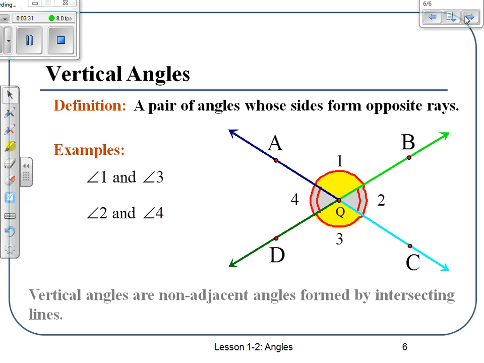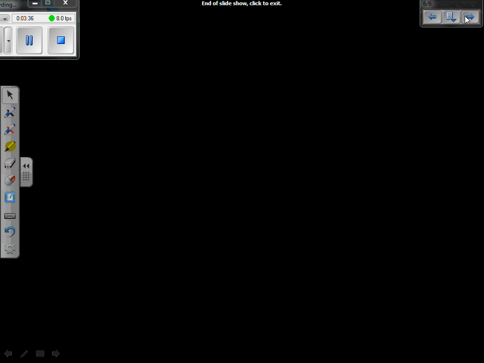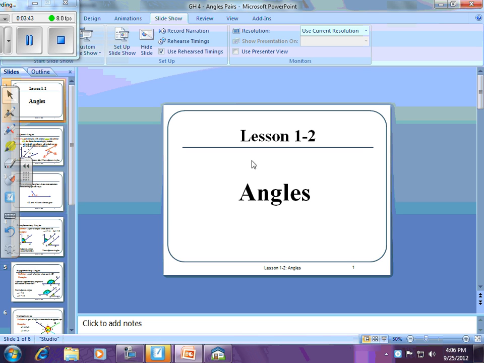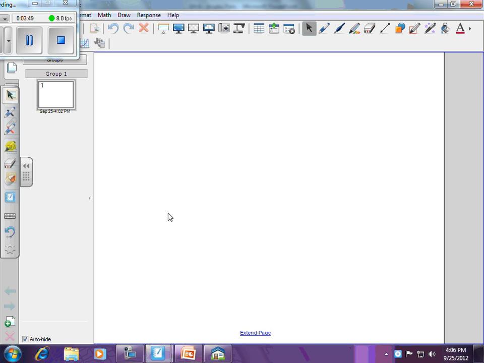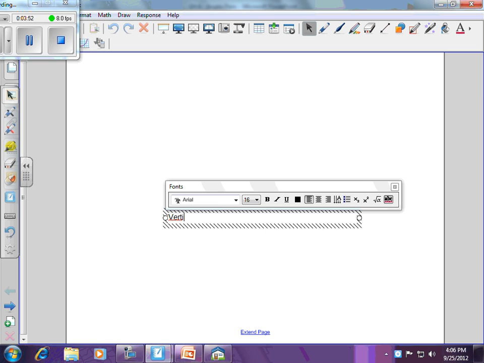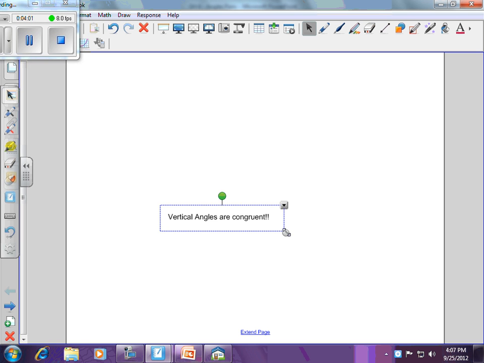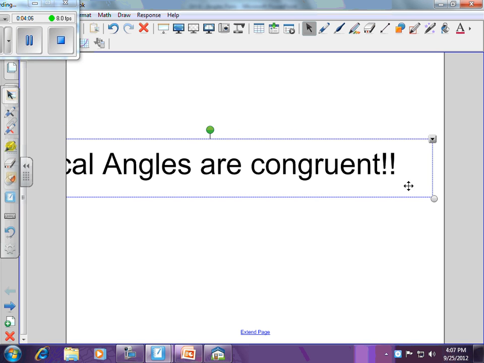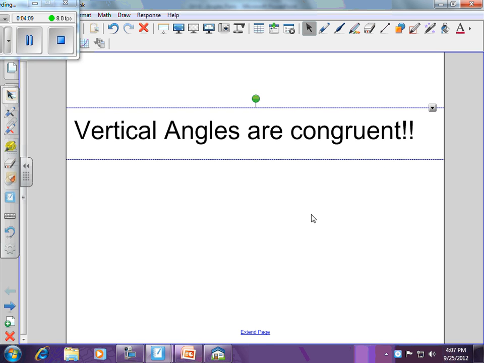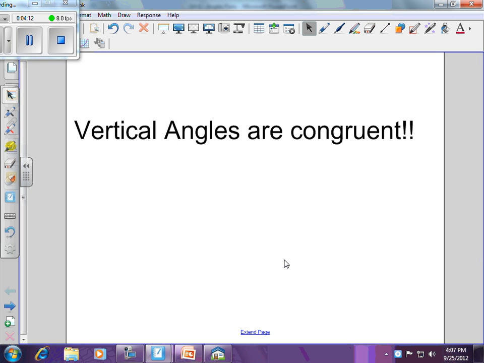Okay? So if you just want to look quickly at the theorem on the back, I'd like to start there tomorrow, but I do want to tell you what the vertical angle theorem is. It's really, really important: vertical angles are congruent. Okay, that's the vertical angle theorem. Vertical angles are congruent. Really, really, I made it so big that I can't even see my exclamation points. Really, really important. That is the vertical angle theorem. We will start there tomorrow.